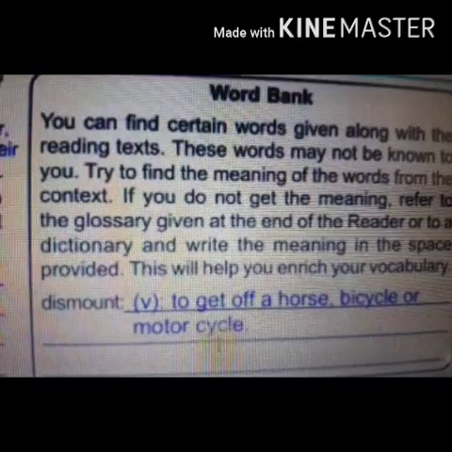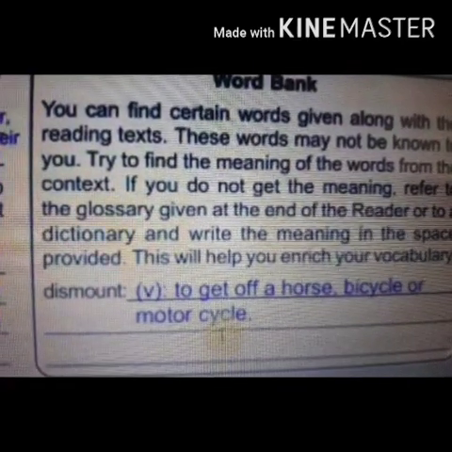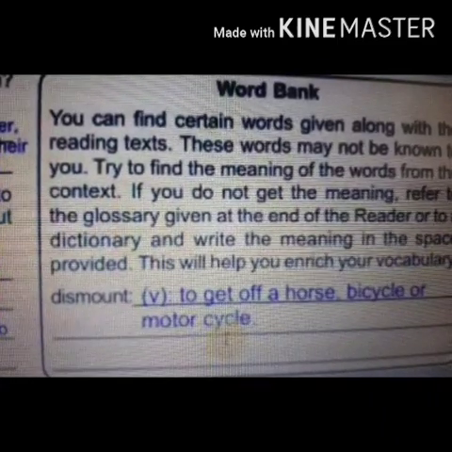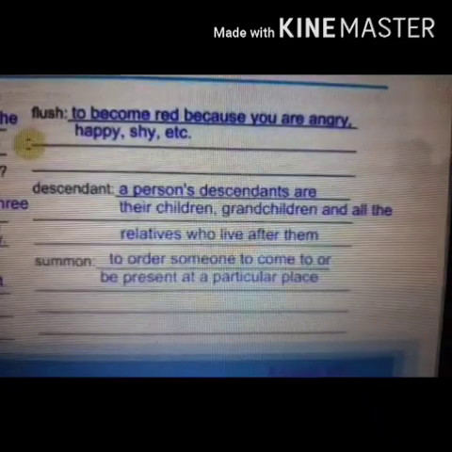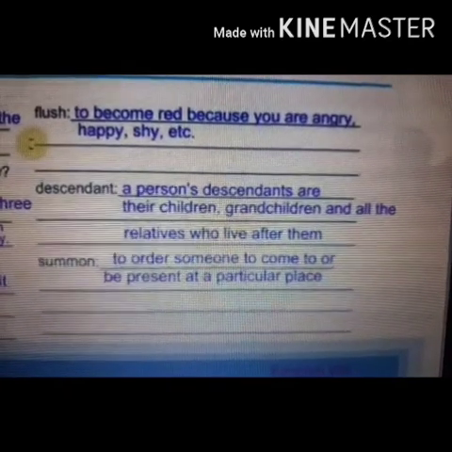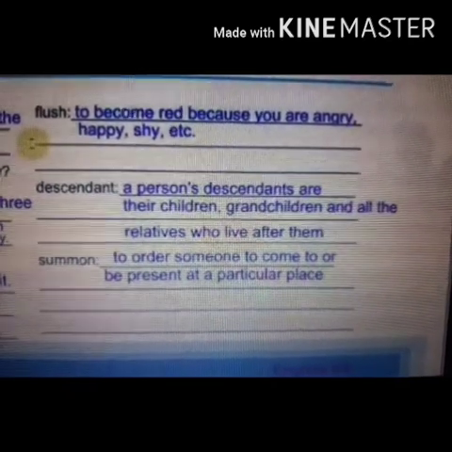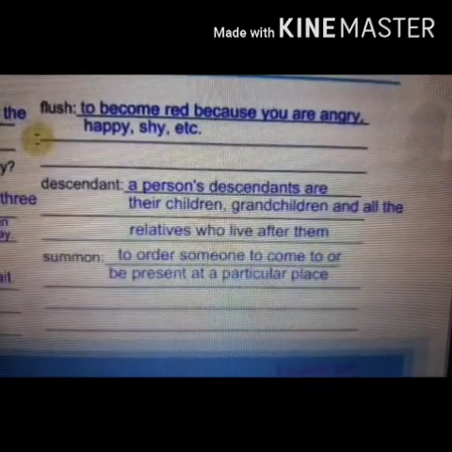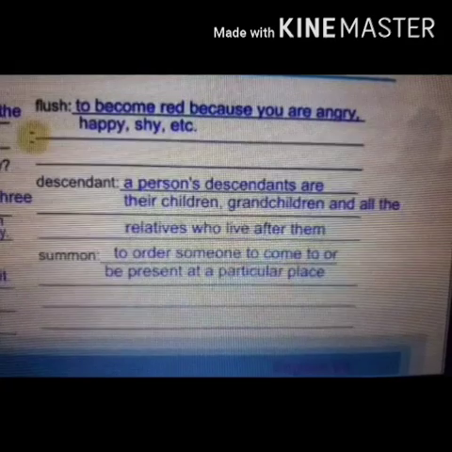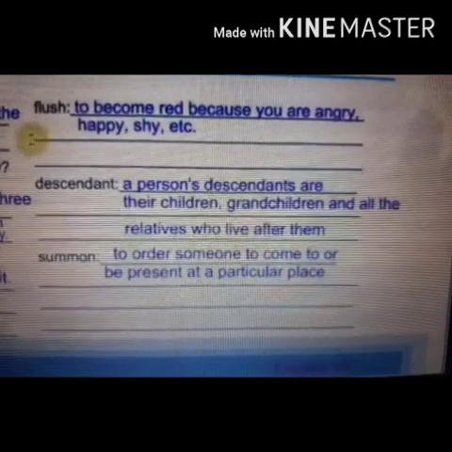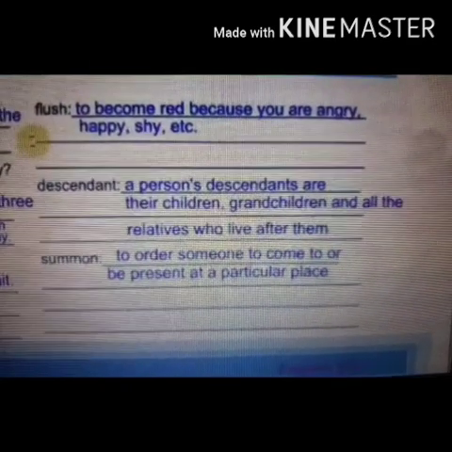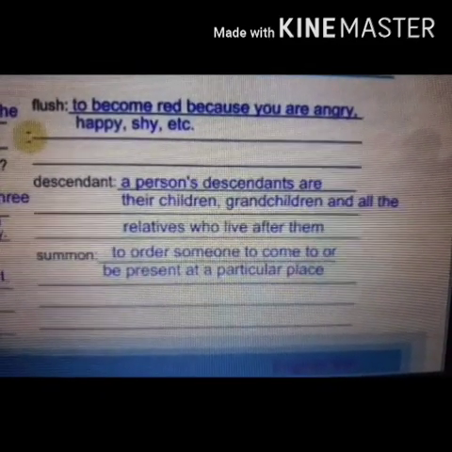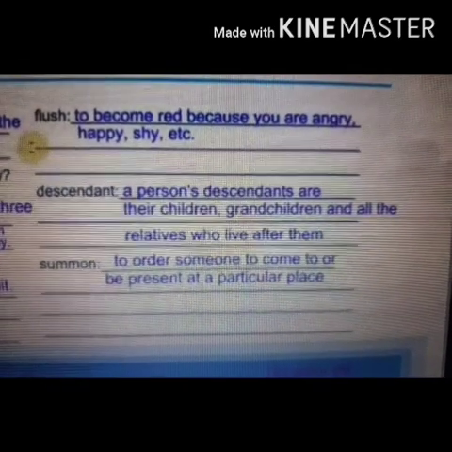Now, let us analyze the new words. Dismount: to get off a horse, bicycle or motorcycle. Flush: to become red because you are angry, happy, shy, etc. Descendant: a person's descendants are their children, grandchildren, and all the relatives who live after them. Summon: to order someone to come to or be present at a particular place.